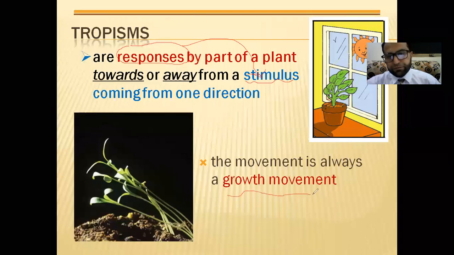Now, for example, we have this plant. If you look at this plant, the shoot or the stem of this plant is growing toward this light. So in this example, the stimulus for this plant is light. That's why this plant is growing toward the light. Right? So this is just an example of tropism. Now let us discuss tropism in detail.